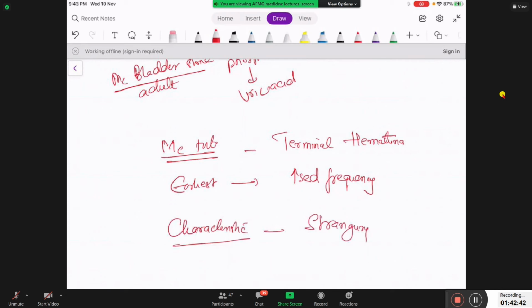What is strangury? It's very classical. Strangury is pulling of penis. Strangury is a characteristic thing here. Pulling of penis due to pain at the end of micturition is strangury. If somebody is coming to you with this complaint, it is classical of bladder stone.